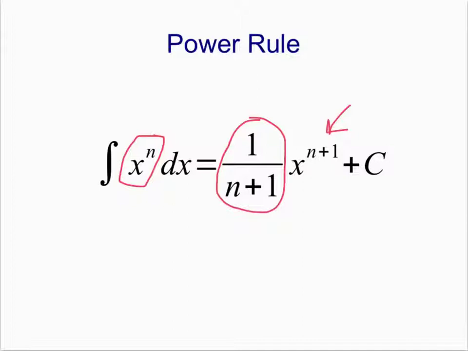So the power rule is if you're integrating x to the n, the antiderivative is 1 over n plus 1 times x to the n plus 1 plus c. Don't forget the plus c. Number one thing people forget when they're working on these problems is the plus c. And that's because when you take the derivative of this, it doesn't matter what number's there, that constant goes to 0. Let's look at an example of this one.